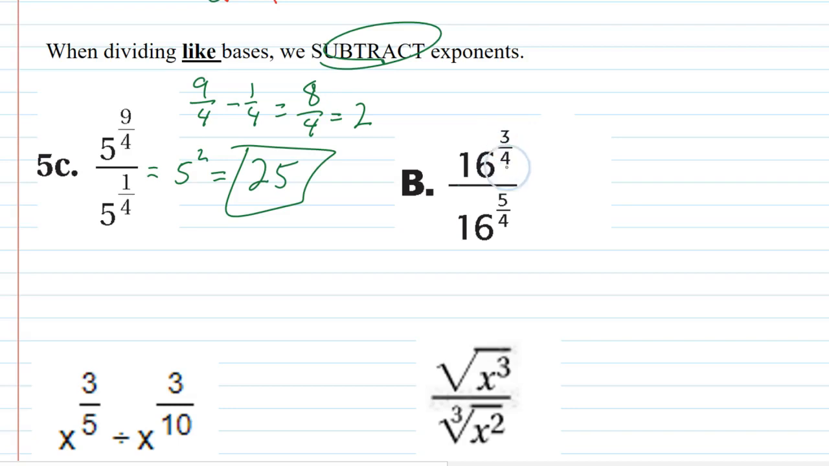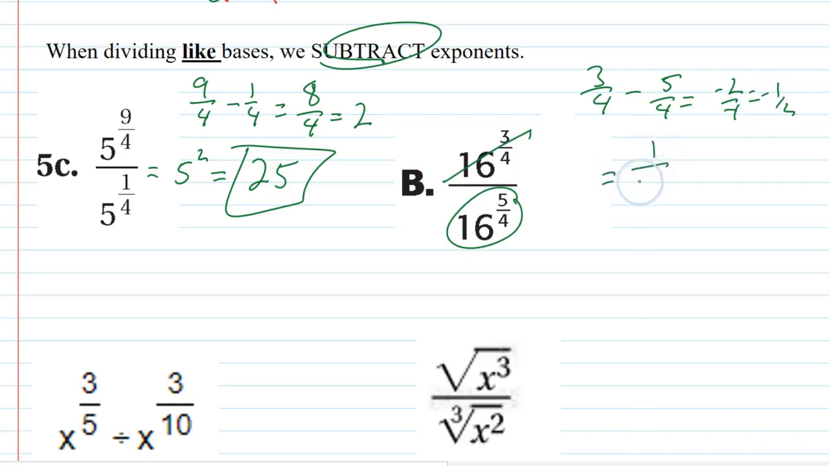Again, we have 16 to the 3/4 over 16 to the 5/4. We have 3 over 4 minus 5 over 4. And what that equals is 3 take away 5, a negative 2 over 4, or a negative 1/2. Well, how come it's negative? Look at it this way. The top disappeared completely, and the bottom is what was left over with the 1/2. That gives you 1 over 16 to the power of 1/2.